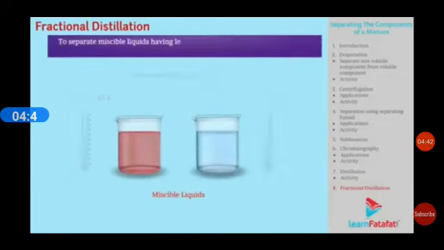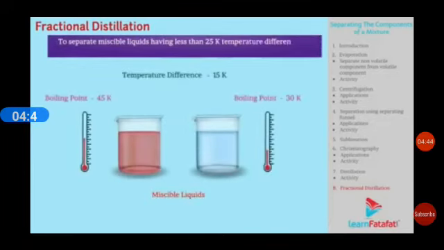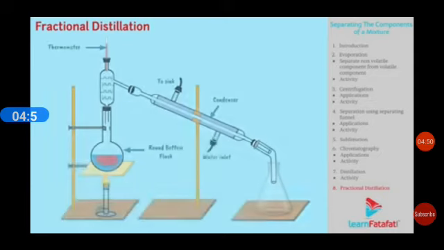Fractional distillation. This method is used to separate miscible liquids having less than 25 Kelvin temperature difference in their boiling point. Apparatus is similar to simple distillation. Only fractional column is added in between distillation flask and condenser.